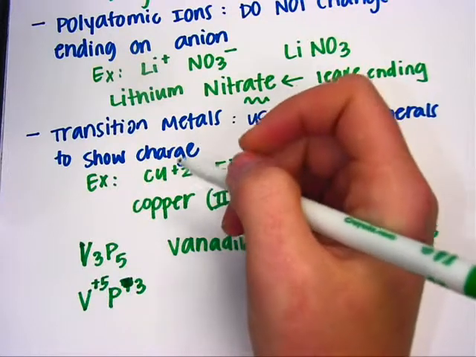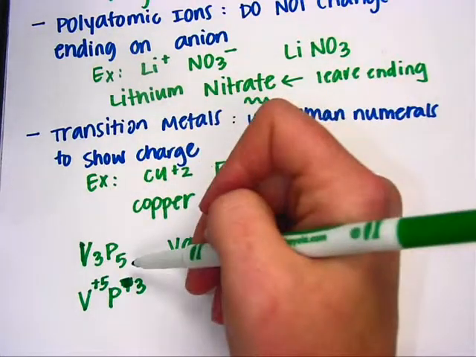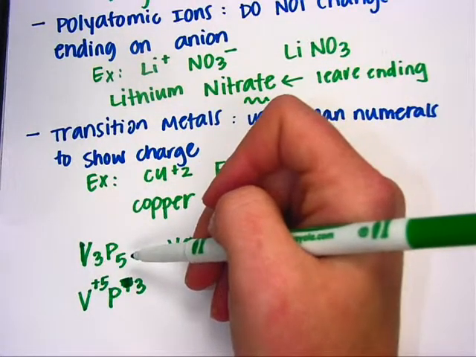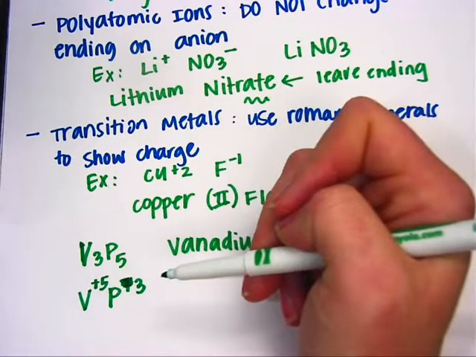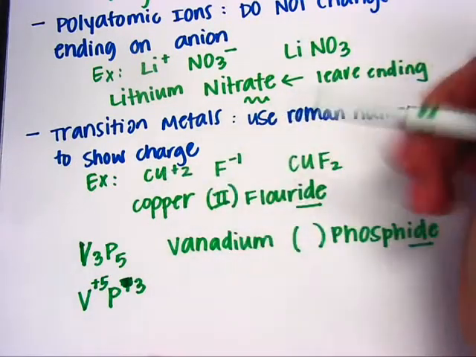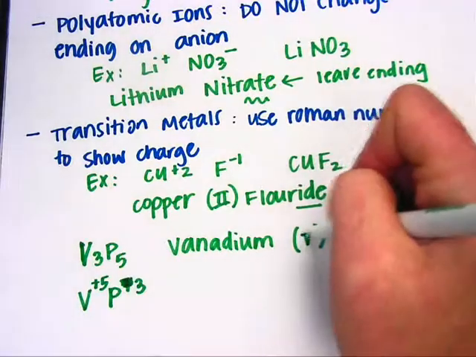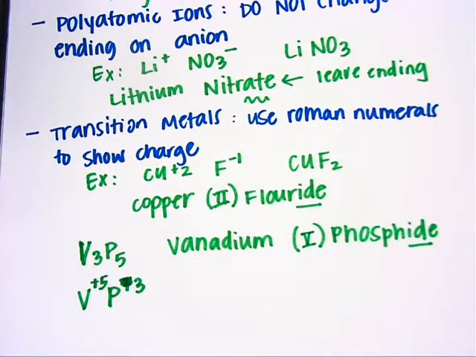And if you look at the periodic table, phosphorus is in group 15, and group 15 has a charge of -3, so that totally makes sense. And so vanadium would be a charge of 5. And that's pretty much it. And so that's ionic naming.